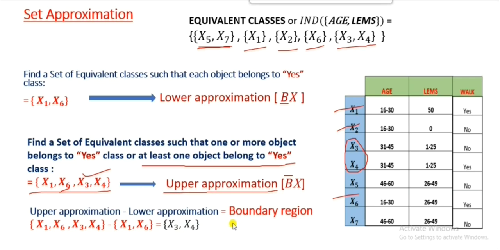Next, boundary region. Here, simply the upper approximation minus the lower approximation will give us the boundary region. So we'll see all these concepts, all these approximations, through an example in detail.